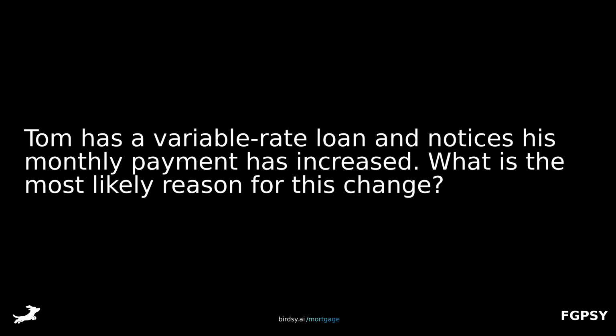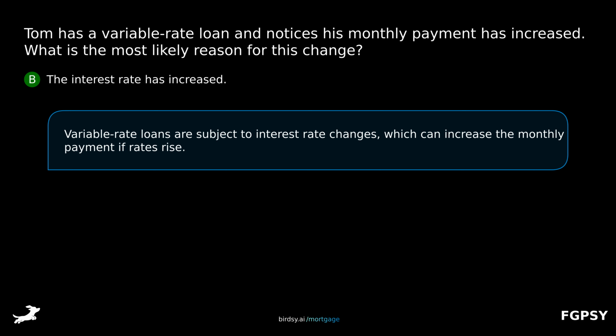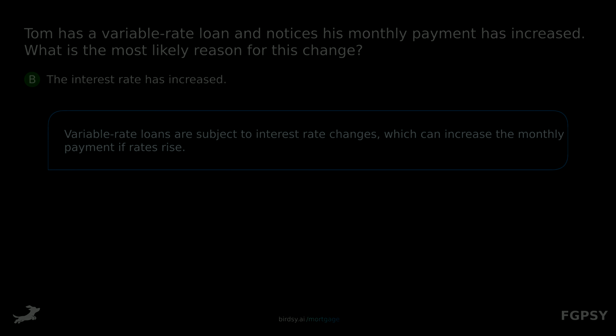Tom has a variable rate loan and notices his monthly payment has increased. What is the most likely reason for this change? Is it A, his loan term has been shortened, B, the interest rate has increased, C, he missed a payment, or D, the principal balance has increased? The answer is B, the interest rate has increased. Variable rate loans are subject to interest rate changes, which can increase the monthly payment if rates rise.